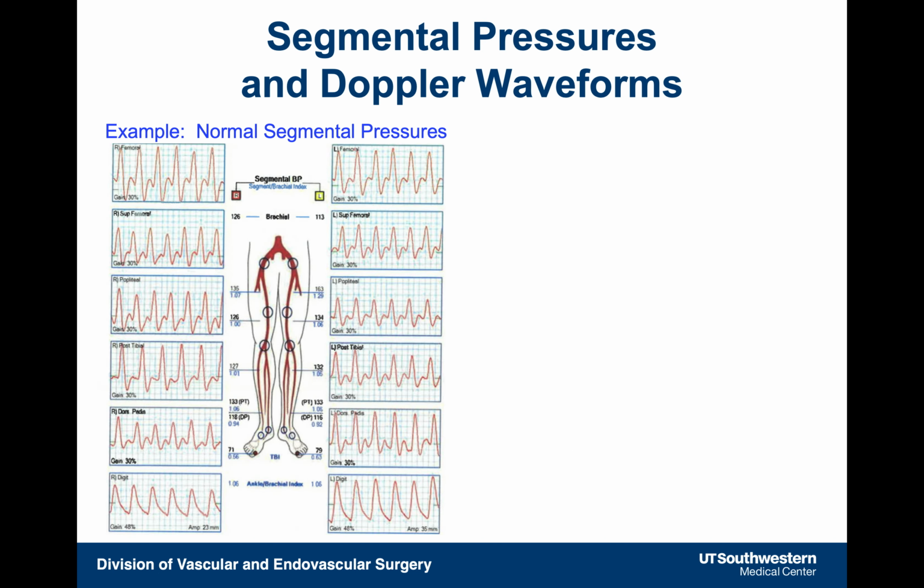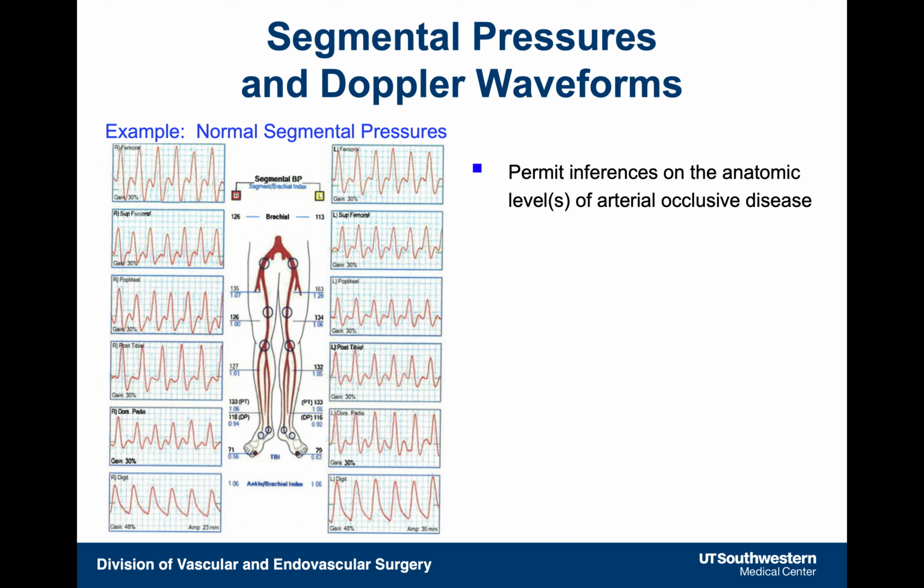So this is putting it all together here. This is a tracing from our hospital in which we use segmental pressures and segmental Doppler waveforms to assess for atherosclerotic occlusive disease at various levels. With these segmental pressures at the high thigh, low thigh, calf, ankle, and digit, you can infer the level of the anatomic disease.